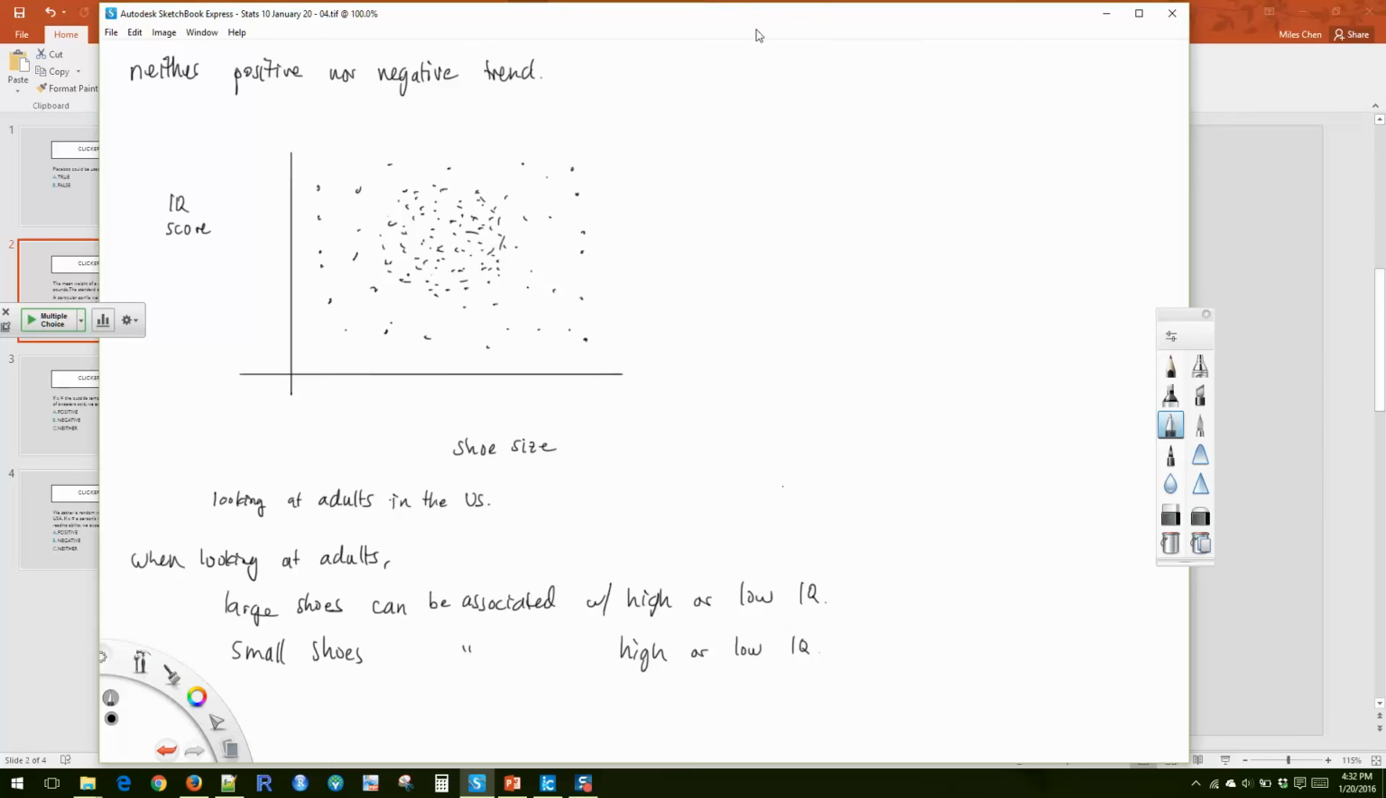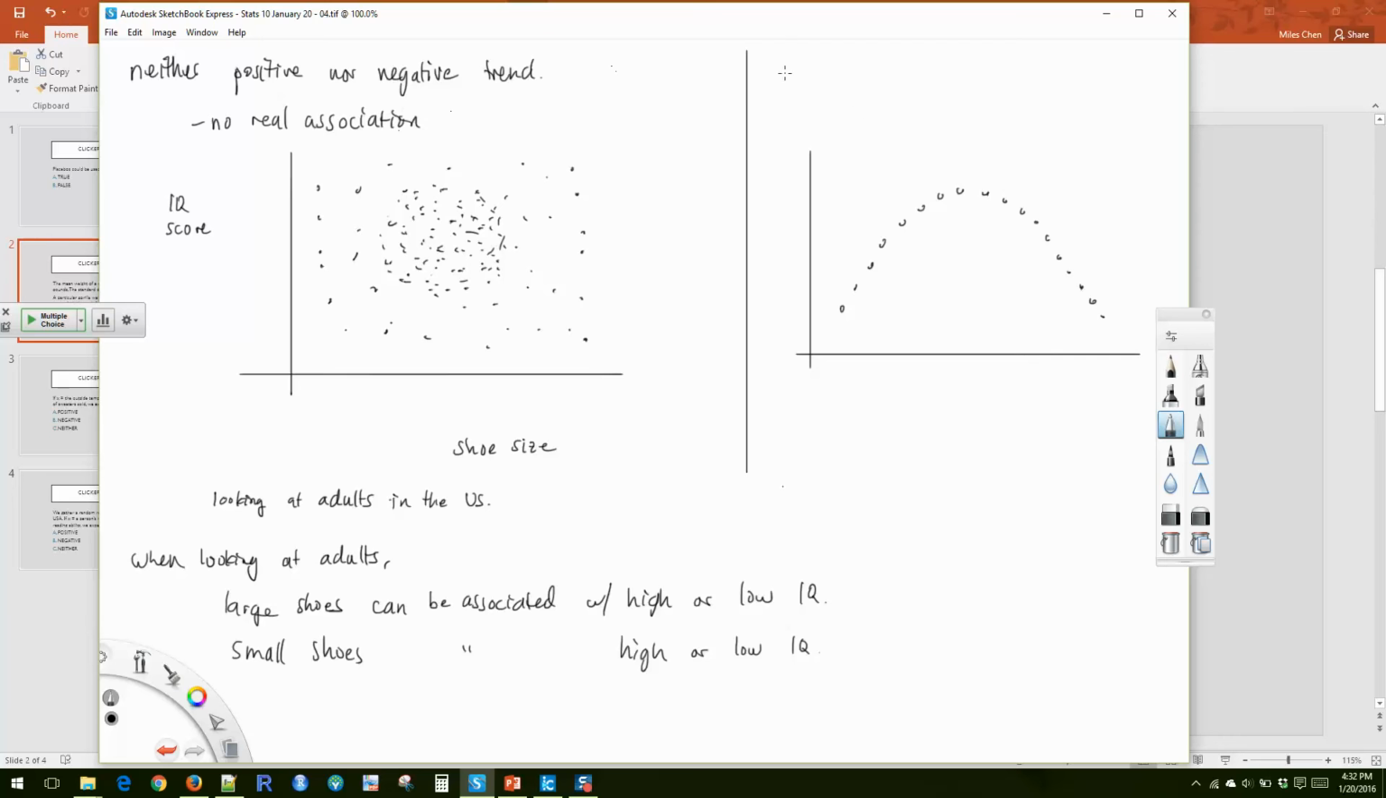You can also have, and I'll just throw this on the same slide here, a relationship that looks like this. Over here it's neither positive nor negative, and here we would just say there's no real association. Over here, there's definitely an association. Association exists.